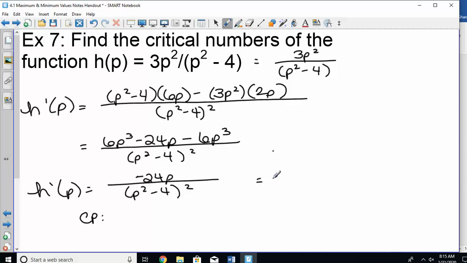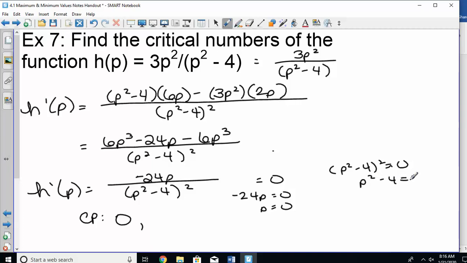If you just set this equal to 0, you'd multiply your denominator over and it goes away. Divide by negative 0.4 and you get p equals 0. So 0 is a critical point. This thing is undefined if your denominator equals 0. So that's when p squared is 4, so that's if p is positive or negative 2.